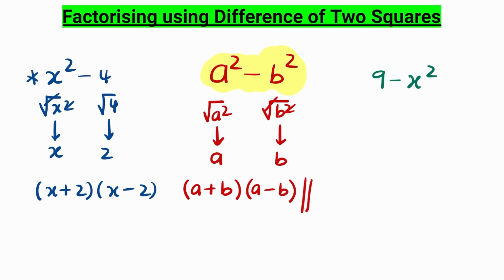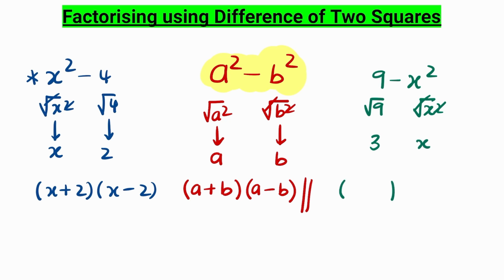Let's move on to a third example, 9 minus x squared. What should we do? We have to take the square root of each of the terms, the square root of 9 and the square root of x squared. How can we simplify this? What is the square root of 9? It's 3 because 3 squared is 9. What is the square root of x squared? Here the square root and square cancel out. It's just x.